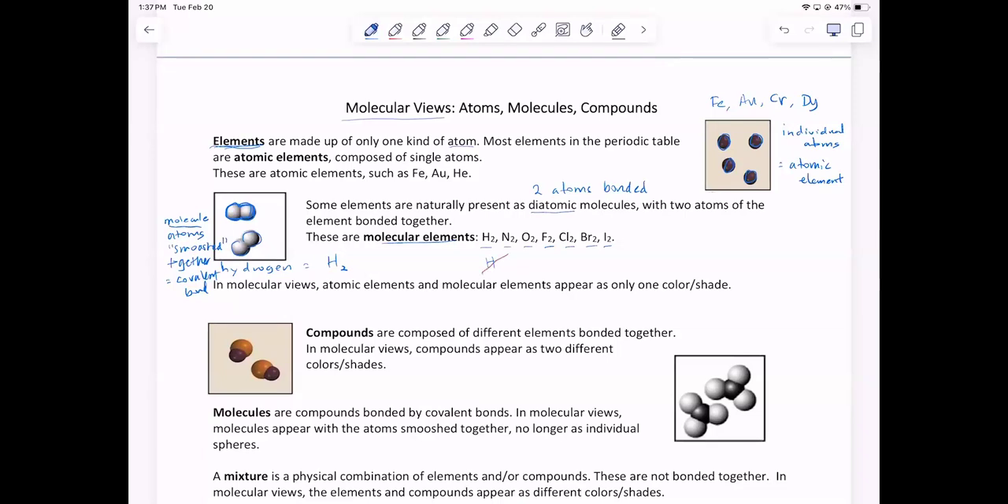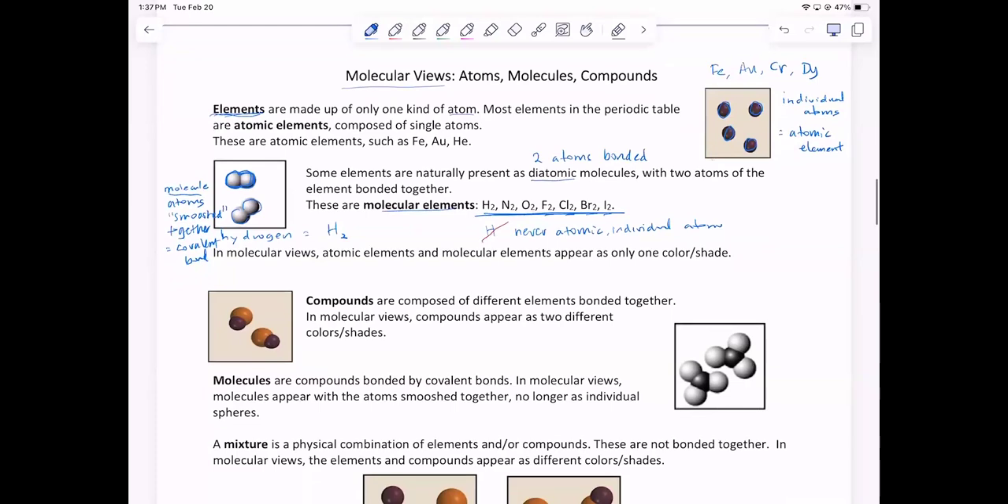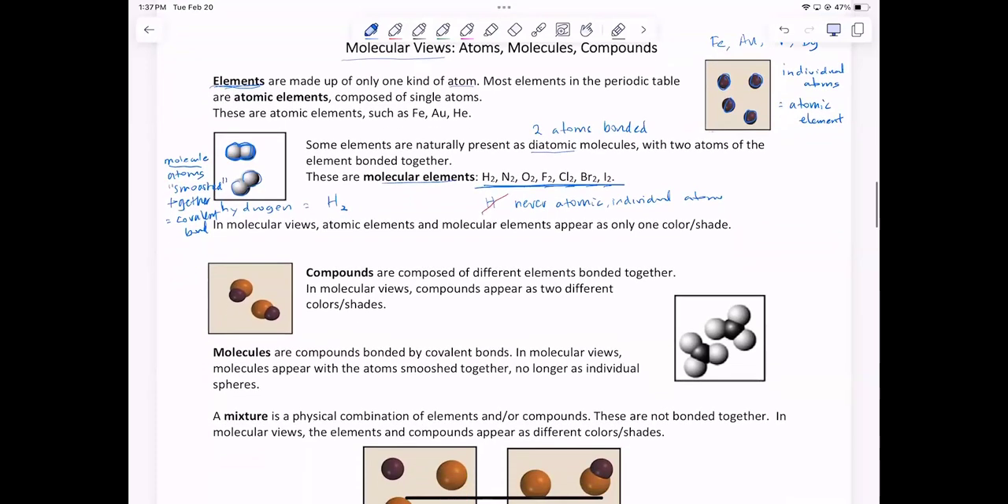Now you can have hydrogen alone bonded to another atom, like in H2O, but it's never just going to be hydrogen by itself as one atom, okay? So it's never going to be an atomic individual atom. And that's because these atoms are very reactive and they'll always react with another atom of itself. So when thinking about elements, an element, whether it's atomic or molecular, is going to be one color.